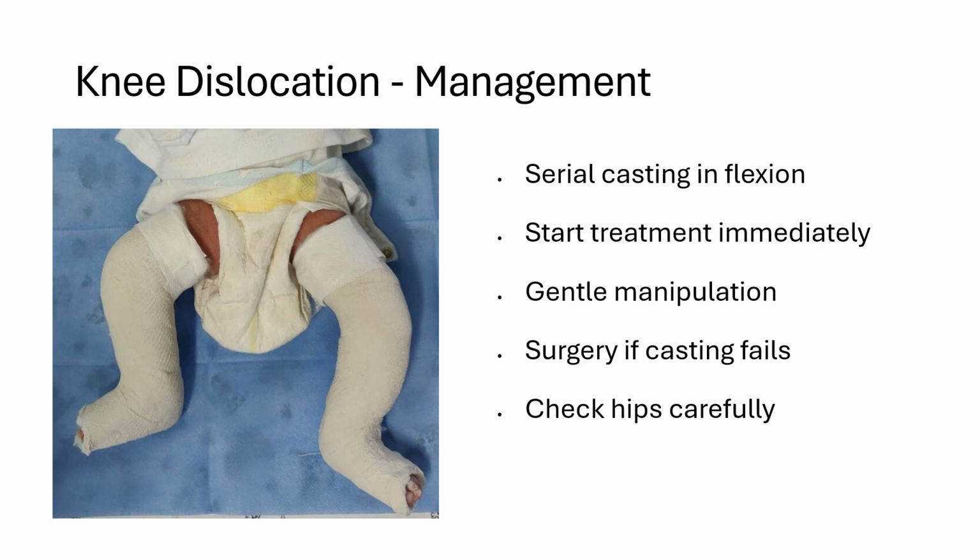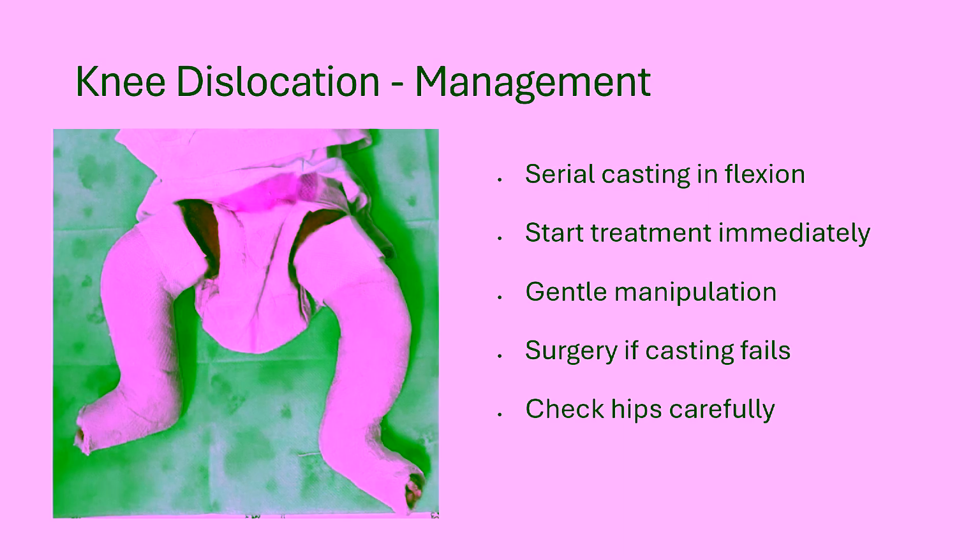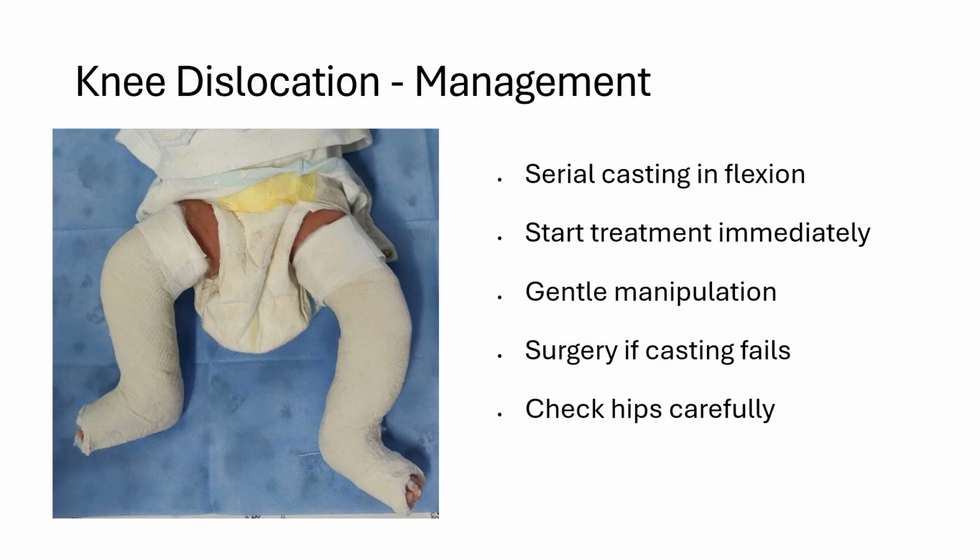Think of this as gradually teaching the contracted quadriceps muscle to lengthen while encouraging the knee joint to remember how to flex. Start treatment immediately after birth because infant tissues possess remarkable remodeling capacity that diminishes with age. The casting process requires gentle manipulation to avoid injury to the growth plates and surrounding structures, followed by casting that maintains the achieved flexion while allowing gradual improvement.